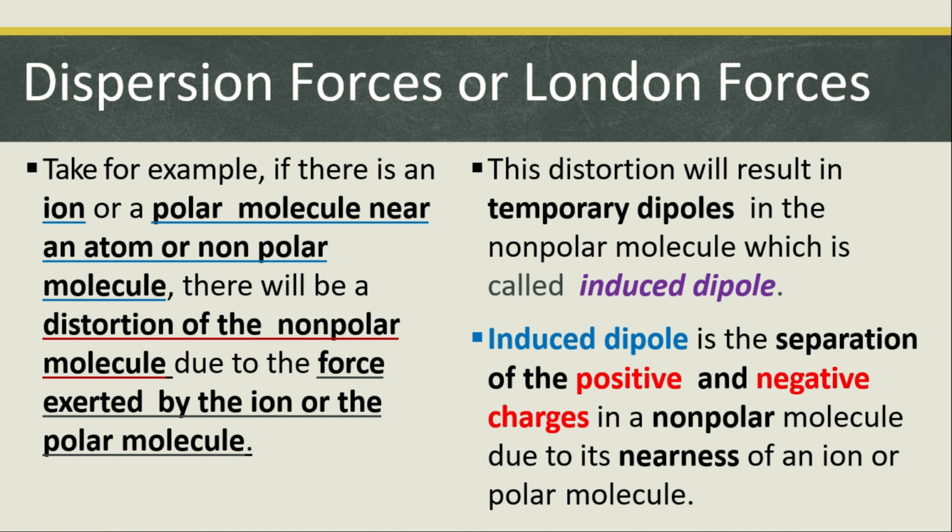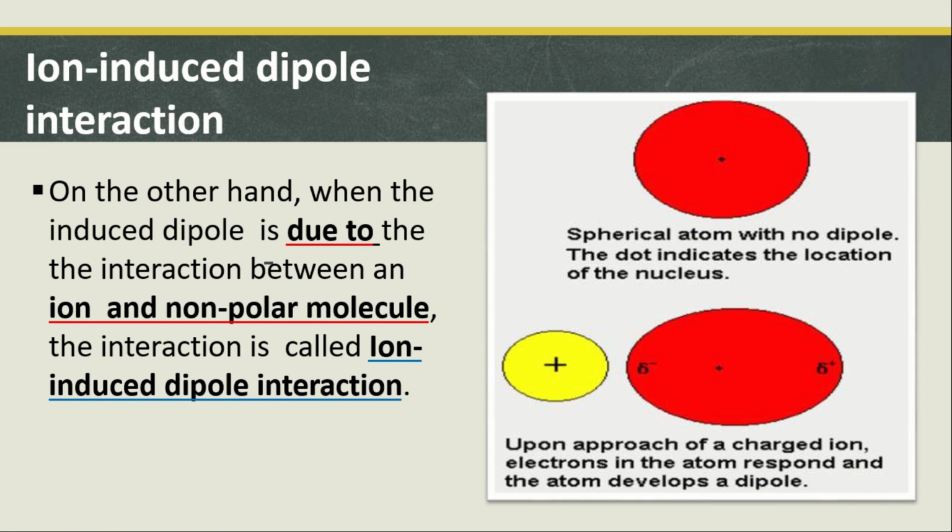So we have two more London dispersion forces. First is the ion-induced dipole interaction. This is due to the interaction between an ion and a nonpolar molecule. So the interaction is called ion-induced dipole interaction. So what happens here is that we have a nonpolar, and then an ion went near the nonpolar. Because of the presence of an ion near a nonpolar, the electrons will shift to one side.